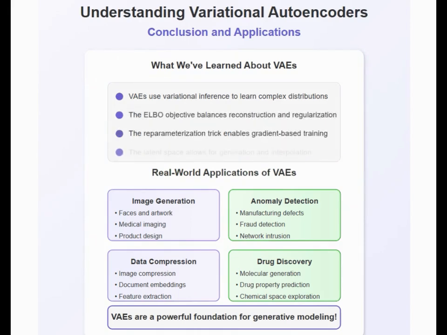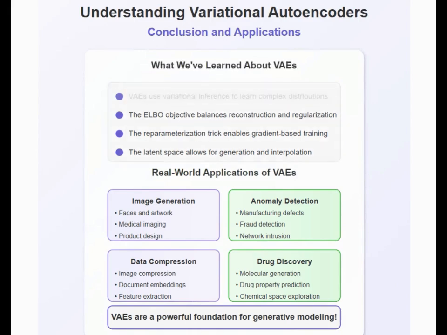For anomaly detection, VAEs excel at identifying manufacturing defects by learning the distribution of normal products and flagging anything that doesn't fit that distribution. They're also used in fraud detection systems and network intrusion detection, where they can identify unusual patterns that might indicate fraudulent activity or security breaches.